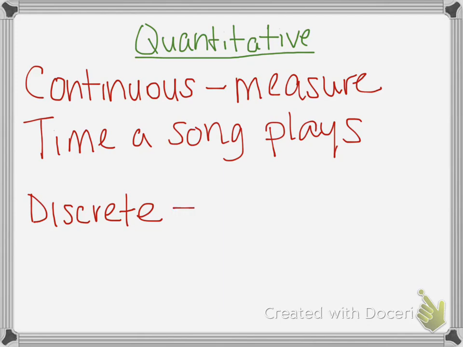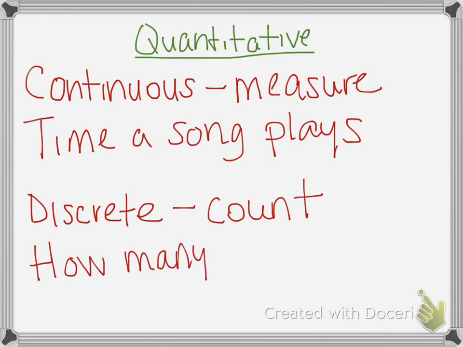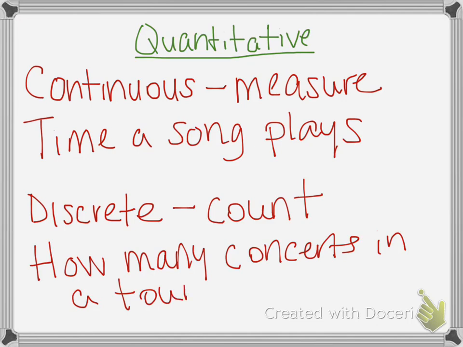Now for discrete, these are things that you can count. That's the difference between discrete and continuous. This is something that you count. These are going to be whole numbers. If we are counting something in music, we could say maybe how many concerts are in a tour. You can't do 1.5 concerts. You do 1 concert or 2 concerts. You can't do really half of a concert. You either do one or you don't.